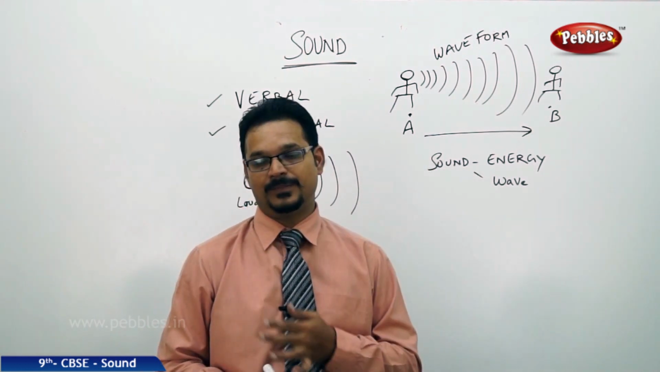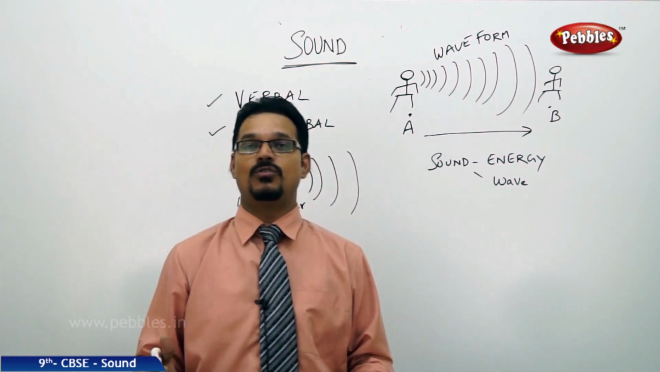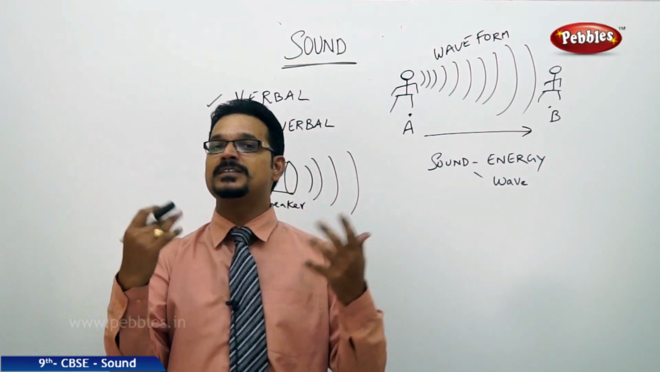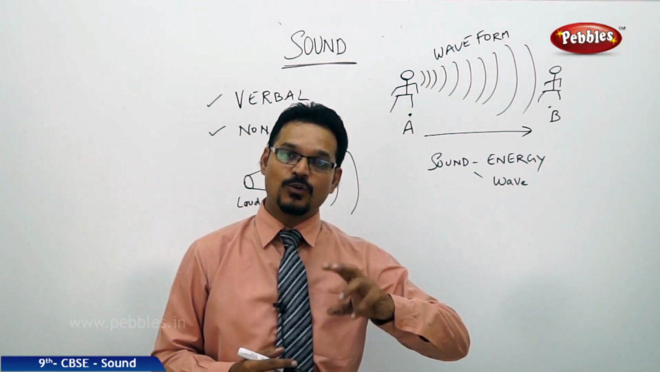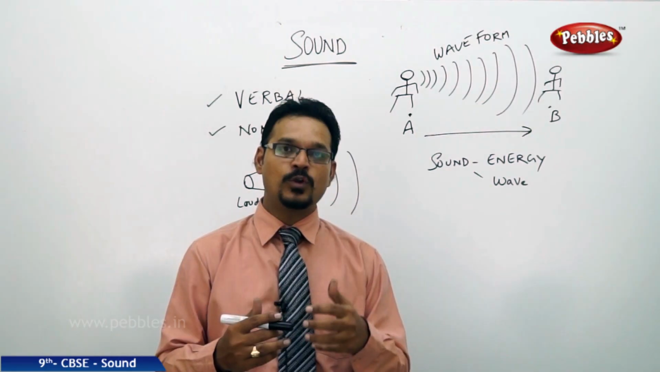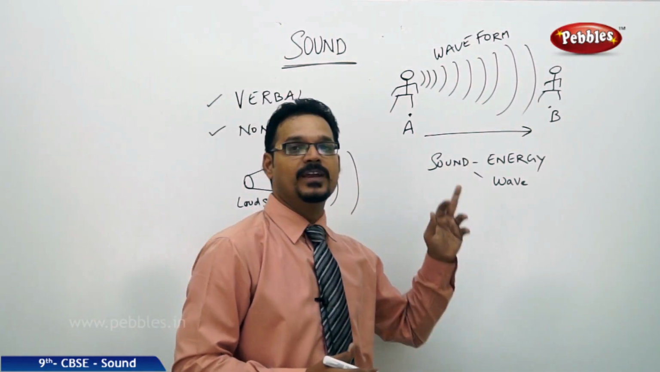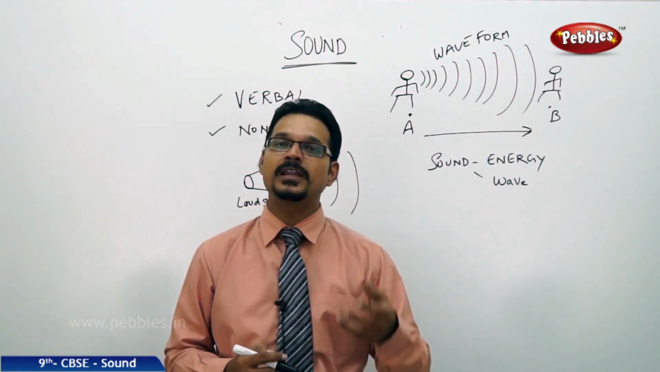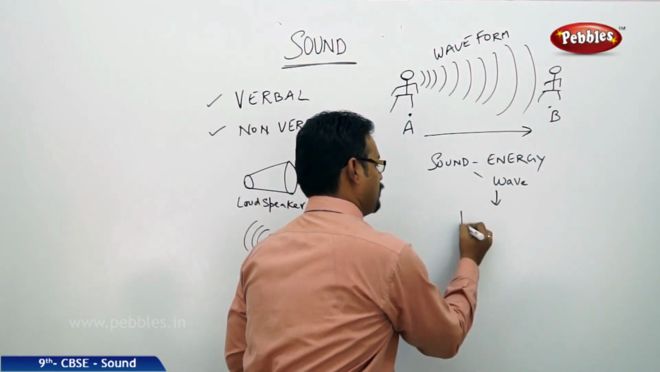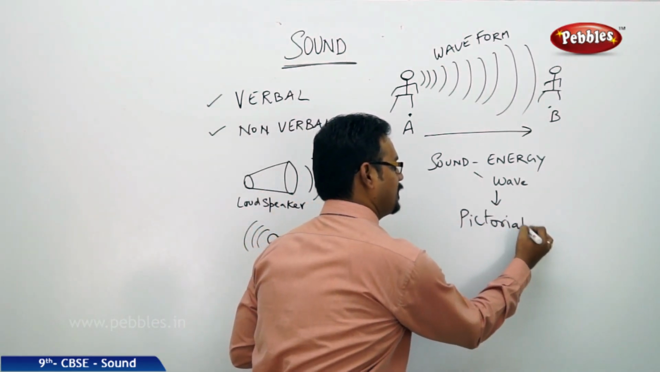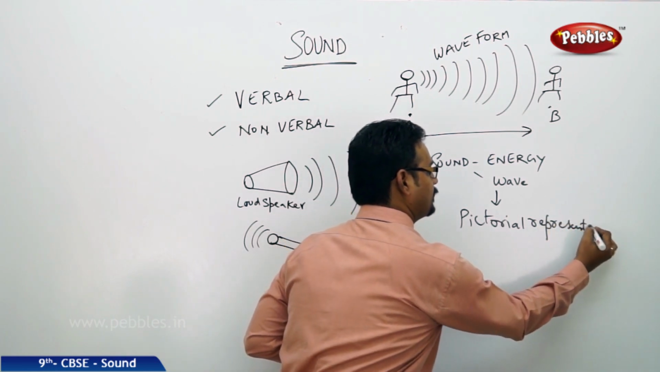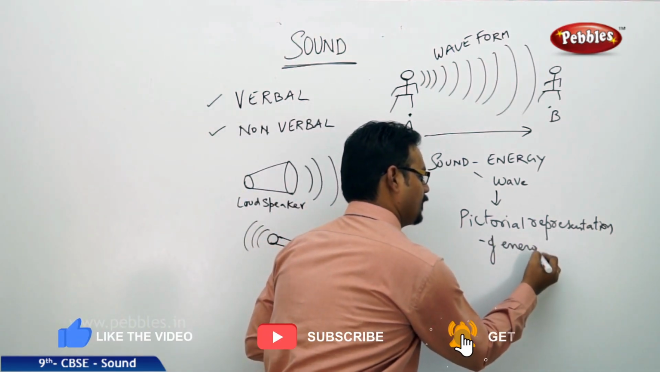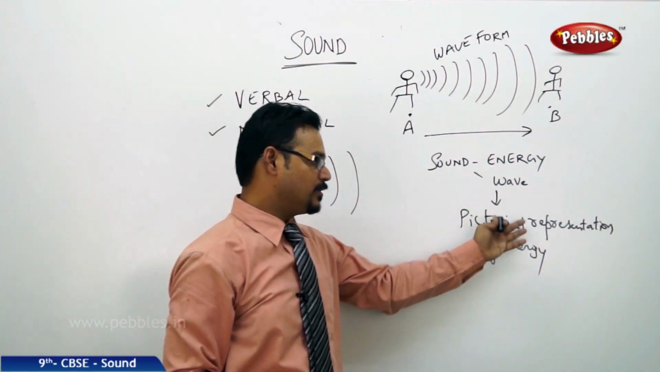So sound is energy. Now the question comes, how do you show that energy on the board? How do you experience that energy? That's why scientists made a pictorial representation, and that pictorial representation of energy is called a waveform. So wave is the pictorial representation of energy. Pictorial means picture. So you understand, sound is a wave because it is a pictorial representation of energy.